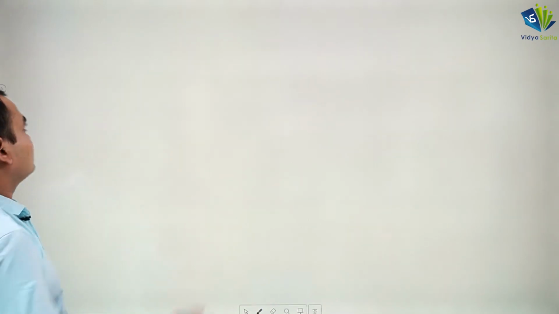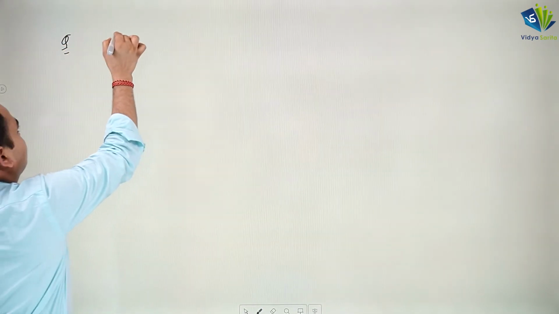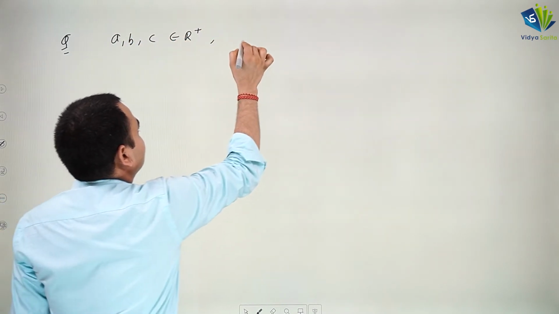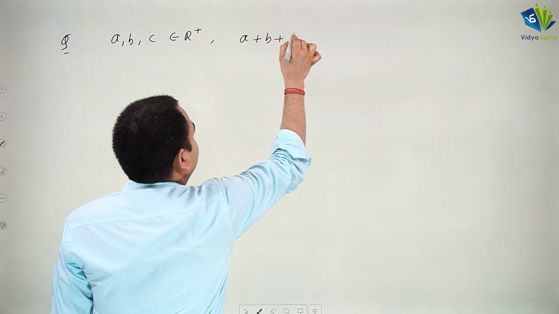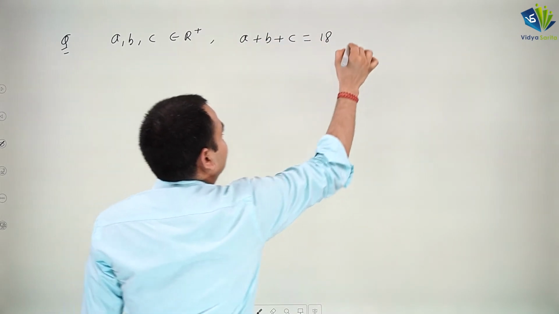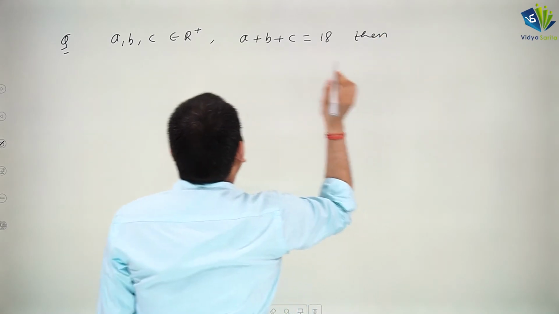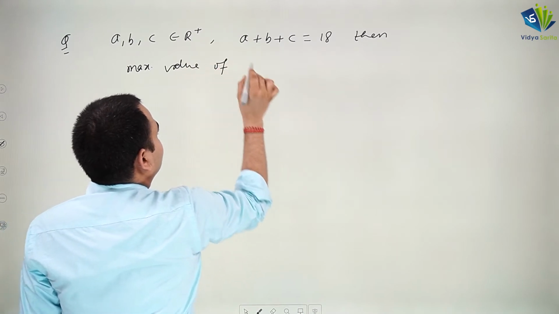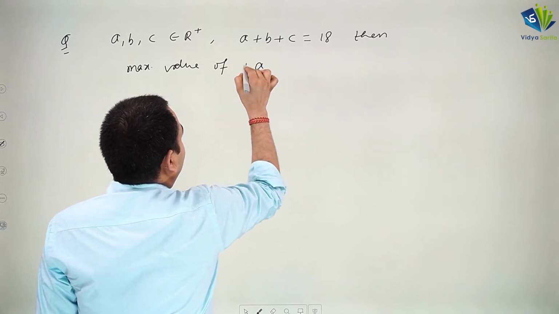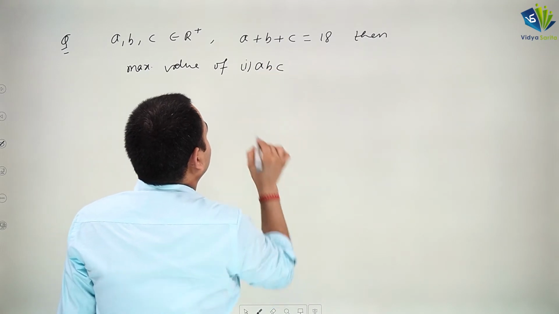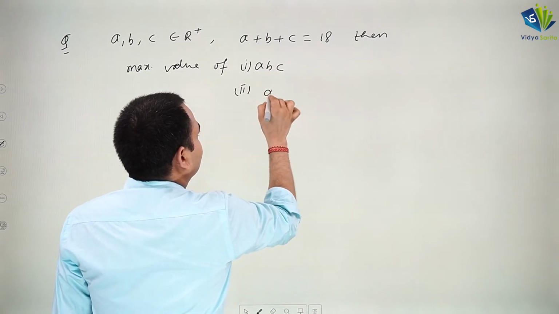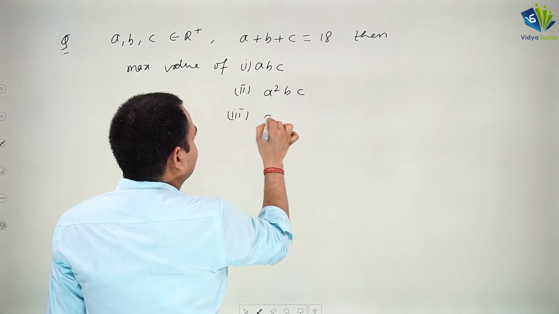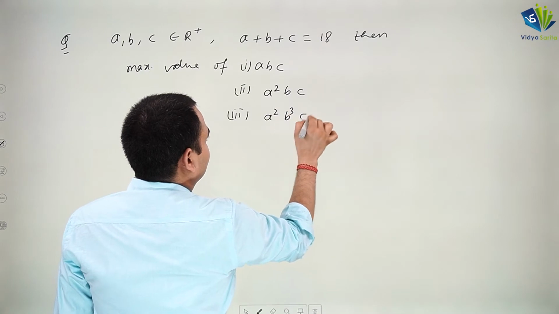Suppose the first question: it is given that a, b, c belong to R plus, and they have given us a plus b plus c equal to 18. Then what are they asking? The maximum value of, first part, abc, second part, a square b c, third part, a square b cube c to the power 4.